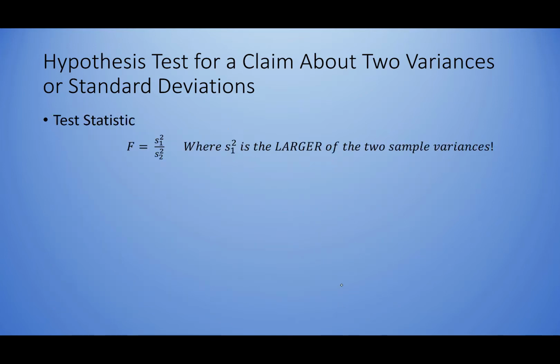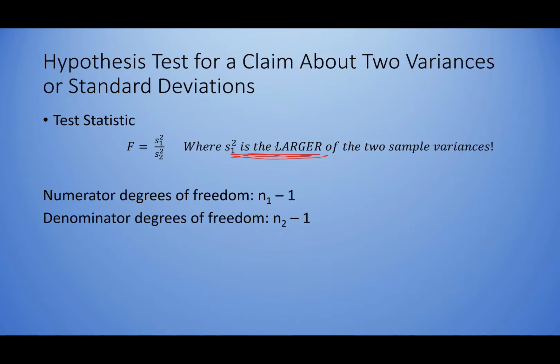Once we get our requirements checked off, so we know it's an appropriate test, and we have our null and our alternative, that brings us to our test statistic. When we are comparing two variances, we are going to be using an F distribution. Our test statistic for the F distribution is probably our easiest computation out of all of our hypothesis tests. We take the variance of our first group divided by the variance of our second group. Keep in mind that the first group has to have the larger of the two sample variances. That is very important.